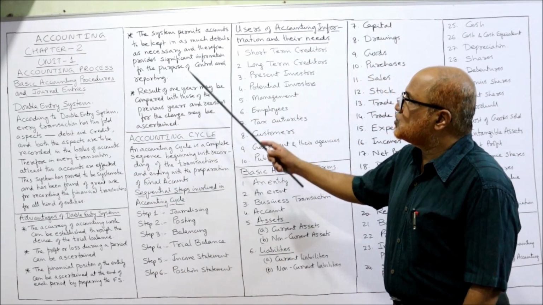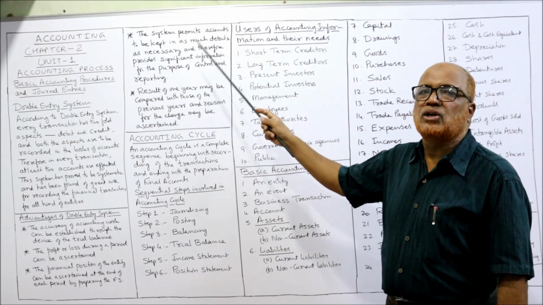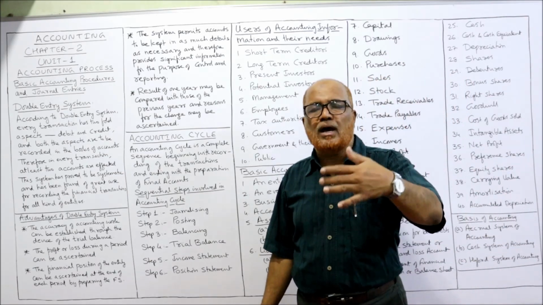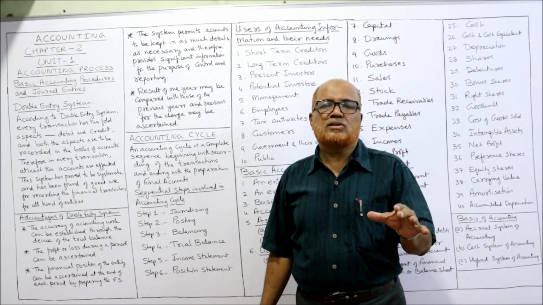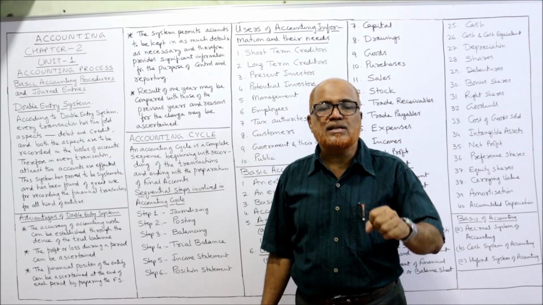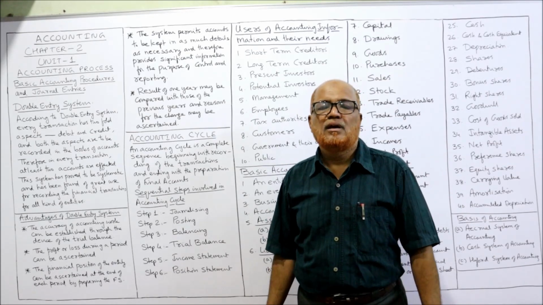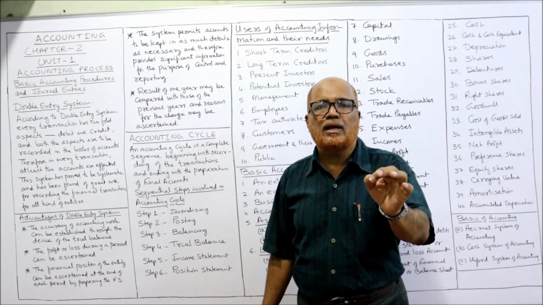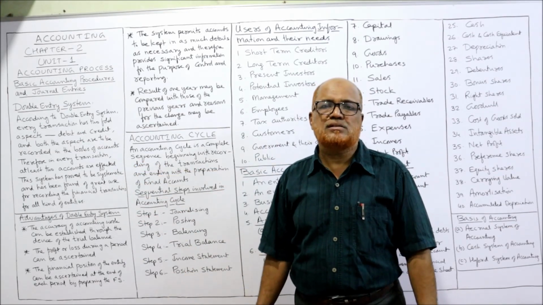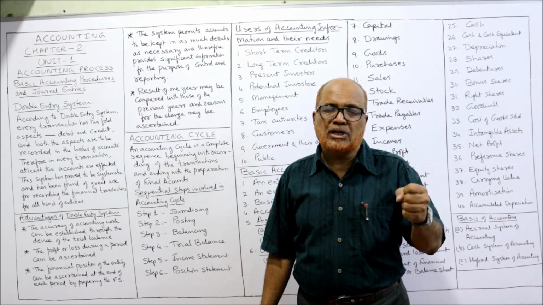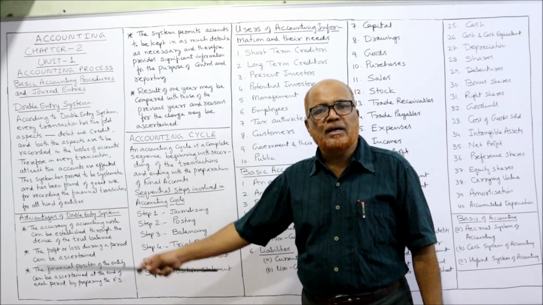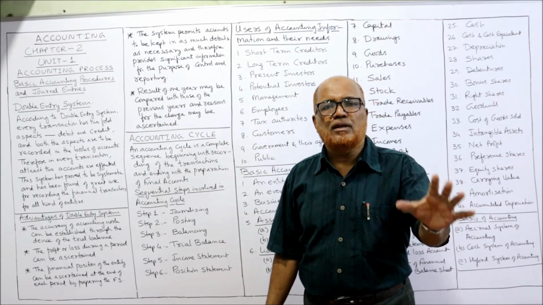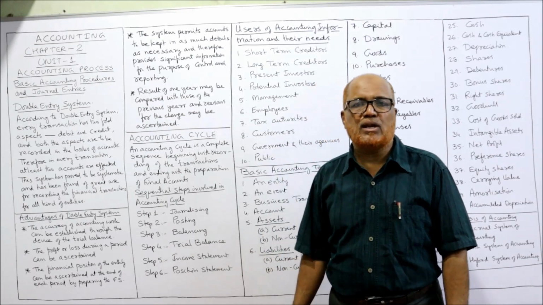That is the advantage. Next one, the system permits accounts to be kept in as much detail as possible and therefore provides significant information for the purpose of control and reporting. So every management has to control the business, has to report what is happening in the business. And the management will be able to control the business and report the activities only when double entry system of bookkeeping is applied. Management has to take decisions, and decisions will be taken by using the information in accounting. And if double entry system is followed, then definitely it will be very helpful to the management to take the decisions.